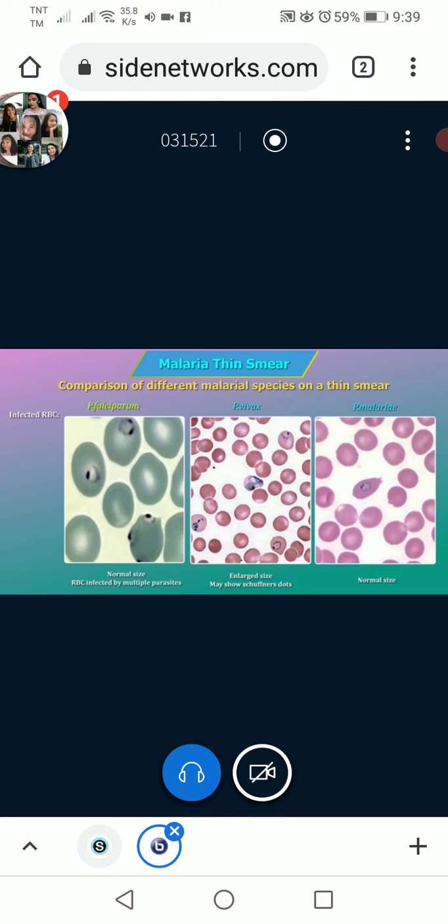P. falciparum: infected RBCs are normal in size and RBCs are infected by multiple parasites. P. vivax has infected RBCs which are enlarged in size. They may show Schaffner's dots. P. malariae: the infected RBCs are normal in size. The ring form in P. falciparum are delicate rings with 1 or 2 chromatin dots. In P. vivax, large rings, usually single with a large chromatin dot. In P. malariae, sturdy cytoplasm with a large chromatin dot.